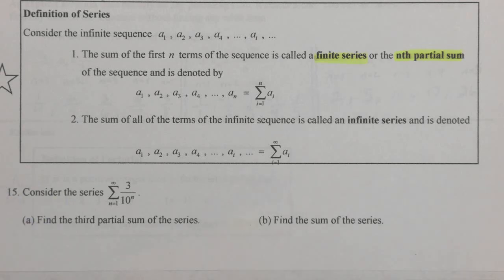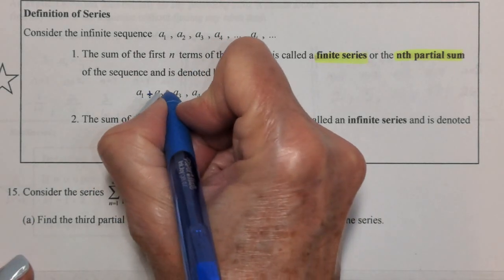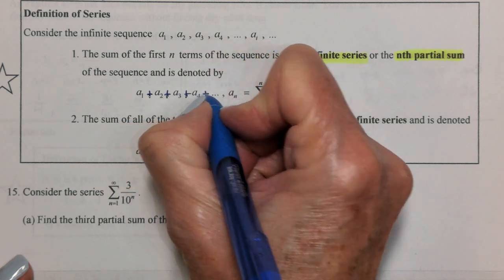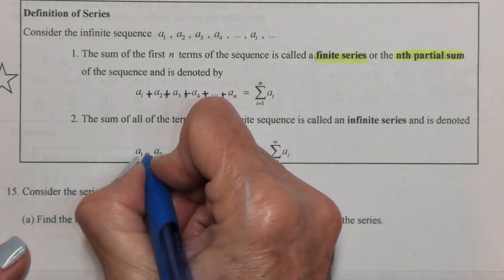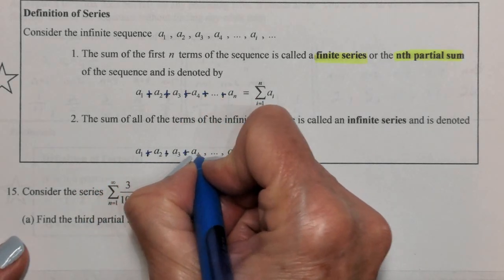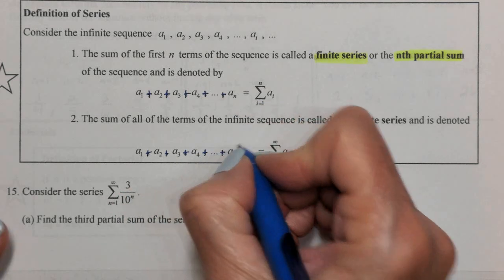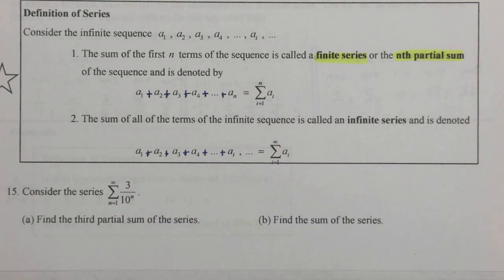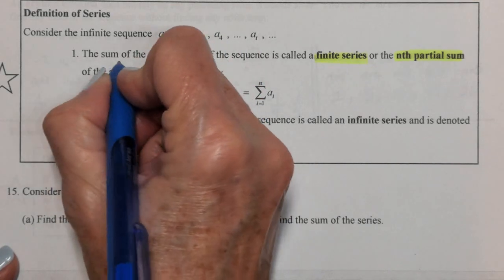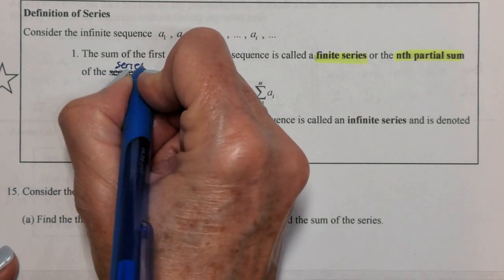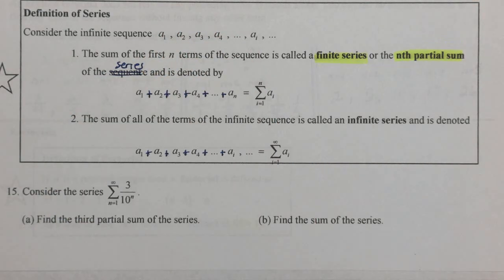Oh my goodness. This will be corrected on yours. There should be some pluses here. They're all pluses. Alrighty? Oh, down here as well. I can tell I cut and pasted things, but those should all be pluses. Okay? And this should also be the word series, not sequence. I'll fix that on yours when you get it.